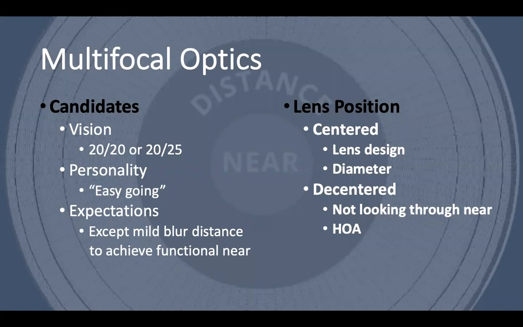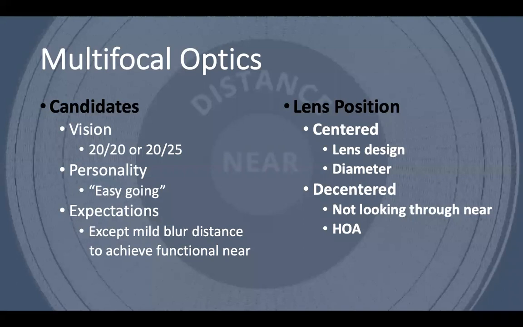Una de las cosas que debemos buscar es que el lente quede bien centrado y esto lo podemos hacer ya sea por el diseño del lente que nosotros hagamos o por el diámetro. Sometimes we actually need to decrease the overall diameter of the lens to improve centration. Muchas veces, como les decía, podemos hacer una disminución en el diámetro para mejorar la centración del lente.